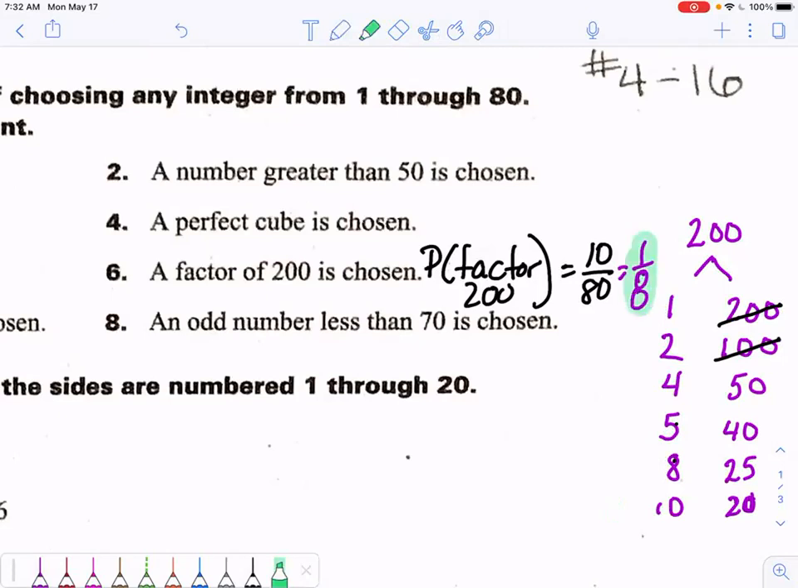So for those first group of problems, numbers 4 through 8, you're looking at the specific piece of information they're giving you. How many numbers in that set from 1 through 80 match the information that they're giving you? Are there other questions in 4 through 8?